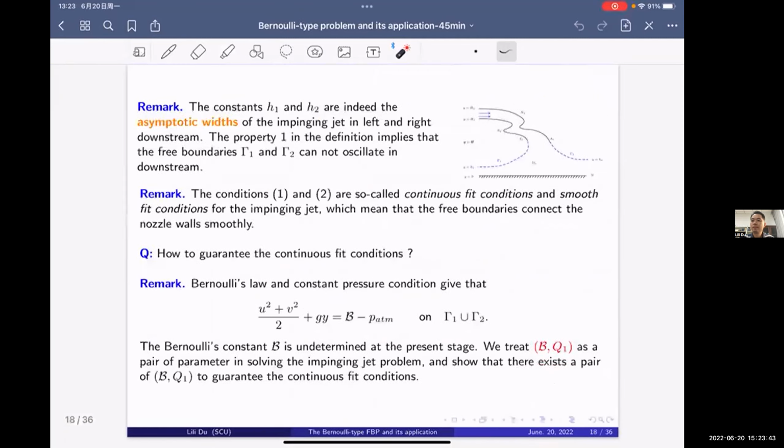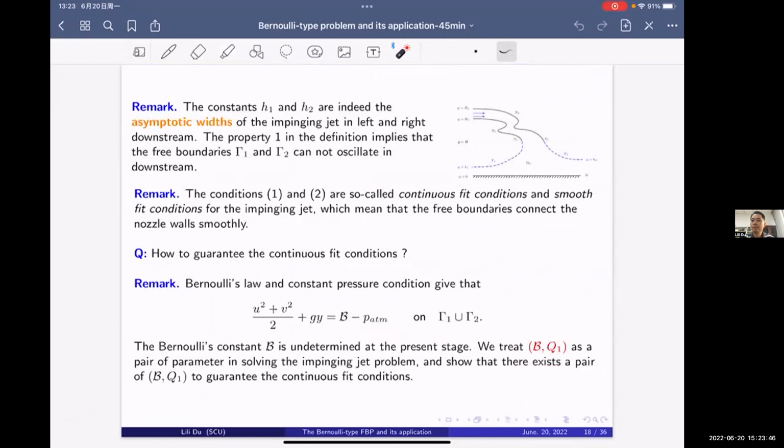As we mentioned before, the constants H1 and H2 are indeed the asymptotic widths of the impinging jet in the left and right downstream. The property 1 in the definition implies that the free boundaries gamma 1 and gamma 2 cannot oscillate in the downstream. They are flat in the downstream. Condition 1 and condition 2 are the so-called continuous fit condition and smooth fit condition for the impinging jet, which mean that the free boundary connects to the reservoir smoothly.